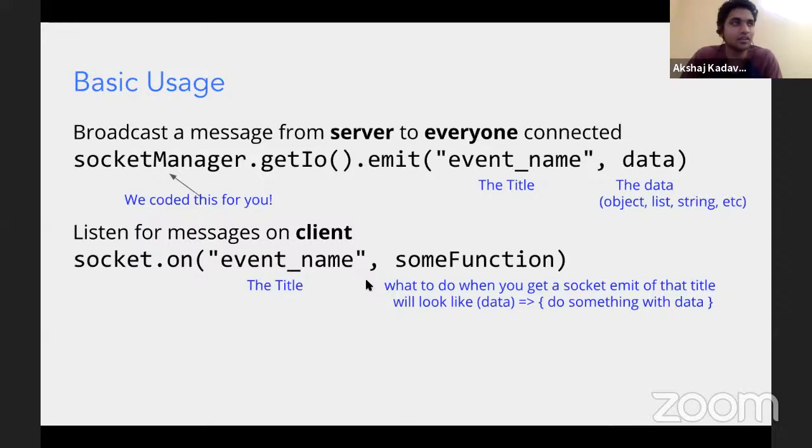It's not extremely important to understand or anything, because you can just use it in the ways that are allowed. So one way you can use it is to shout to everyone. And the way to shout to everyone is type in socketmanager.getIO.emit, the title, and then the data. So any shout, you need to title it with some string, and then you can shout some data. So data can be an object, a list, a string, anything.